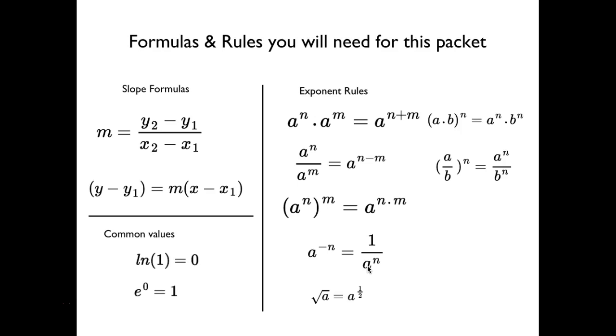Okay, first thing, let's talk about some of the formulas from algebra that you might be using in calculus. First, the slope: y2 minus y1 over x2 minus x1. Remember, you're going to need 2 points. This is your second point, this is your first point, and you plug them in, your x and y coordinates.